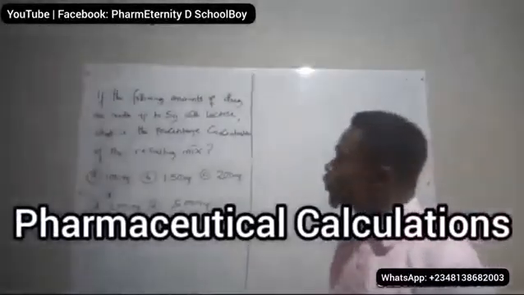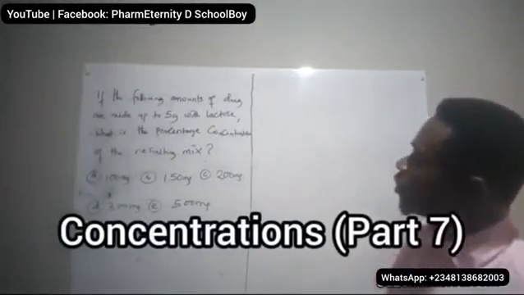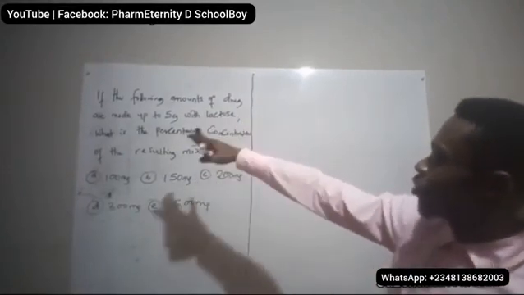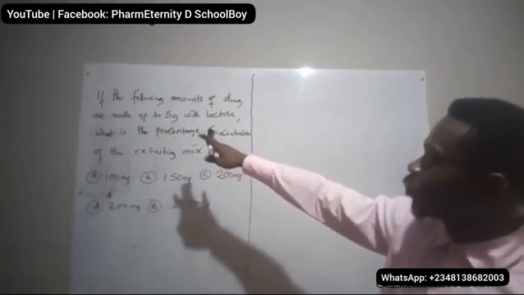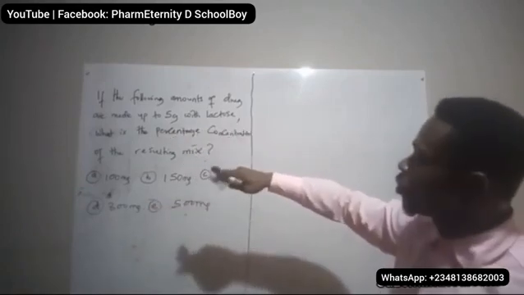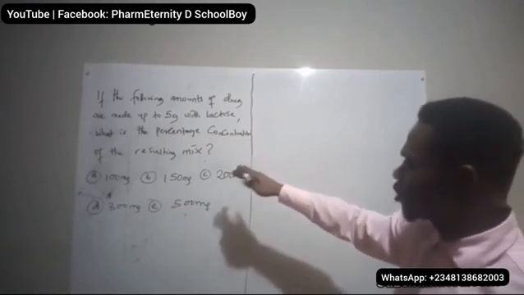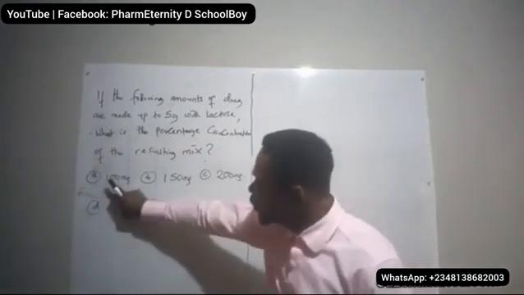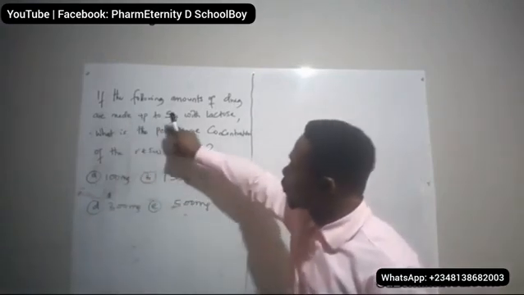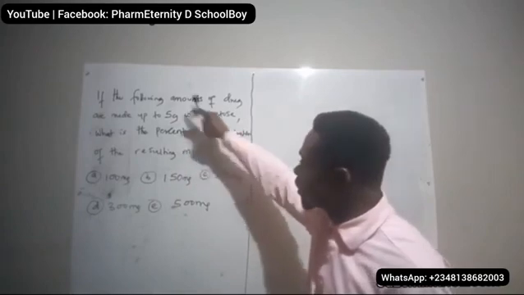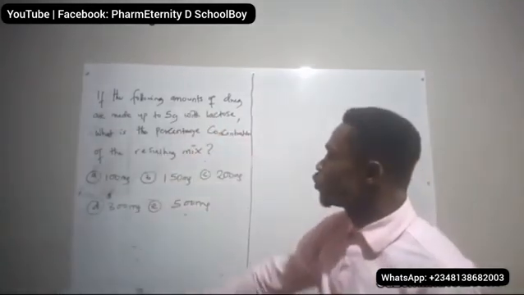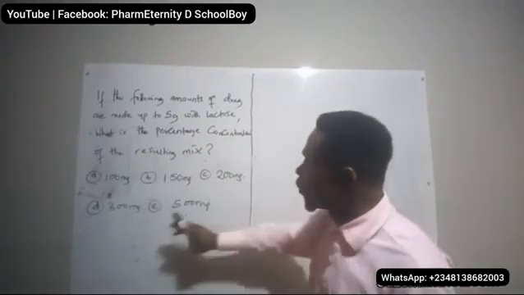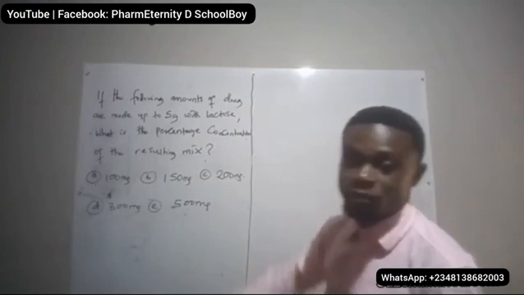Okay, let's go to the next question. This question says, if the following amounts of drugs are made up to 5 grams with lactose, what is the percentage concentration of the resulting mix? So we'll take it one by one. If 100 milligram is made up to 5 grams with lactose, what is the percentage concentration of the entire mix? We'll do it for 100 milligram, 150 milligram, 200 milligram, 300 milligram, and 500 milligram.